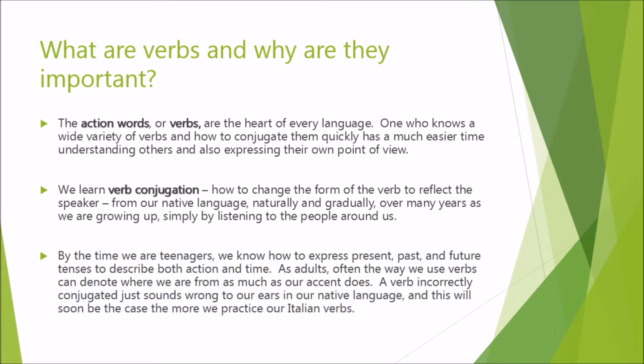By the time we are teenagers, we know how to express present, past, and future tenses to describe both action and time. As adults, often the way we use verbs can denote where we are from as much as our accent does. A verb incorrectly conjugated just sounds wrong to our ears in our native language, and this will soon be the case the more we practice our Italian verbs.